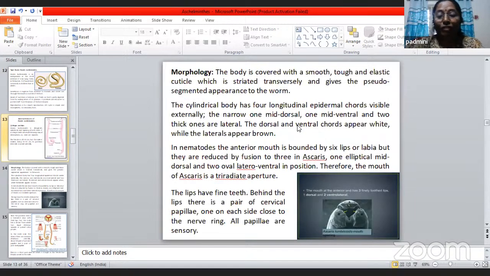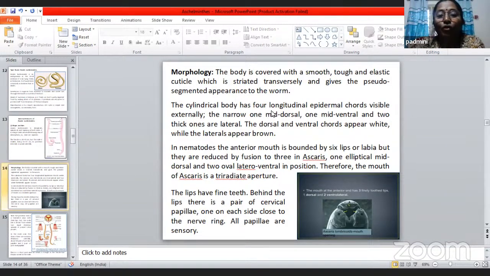Okay. Morphology. When I was talking about the lips, if you can see in this picture, you have triradiate lips, three radiating lips. The dorsal one is an elliptical shaped lip, whereas the two on the ventral side are oval shaped lips. So that's why it is known as triradiate. The body is covered with a smooth, tough, elastic cuticle, because they have to be very tough, with a transversely striated appearance, giving the look that they are pseudo-segmented, false segmentation, but they don't have segments.